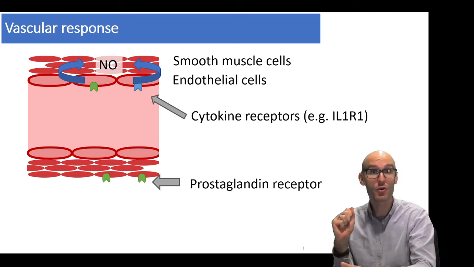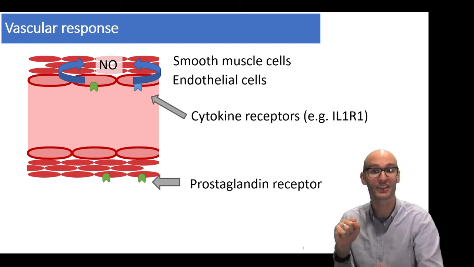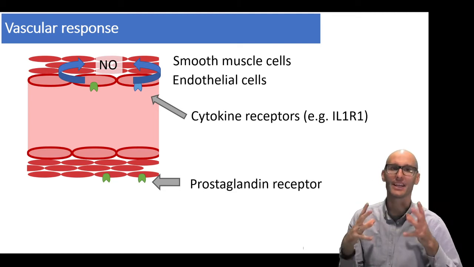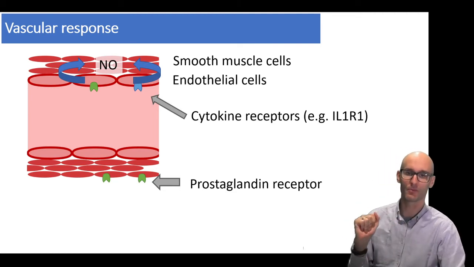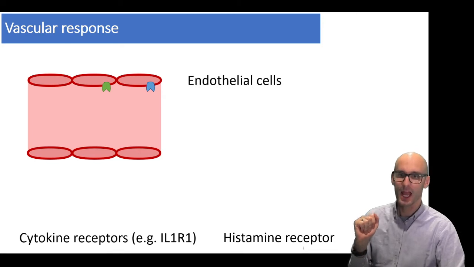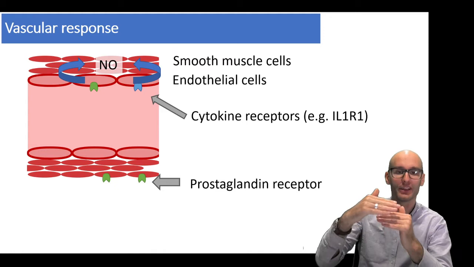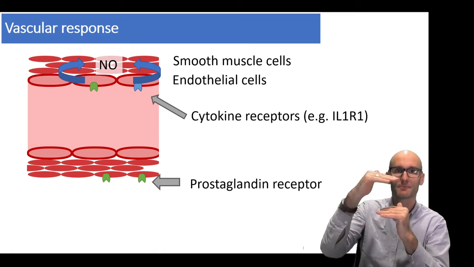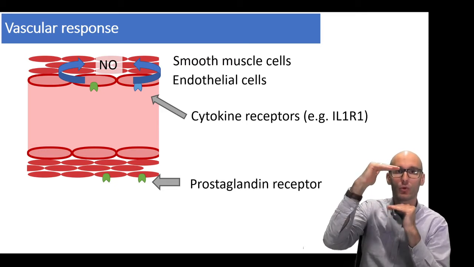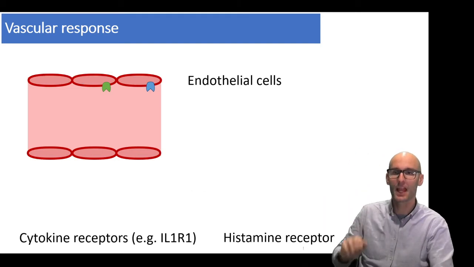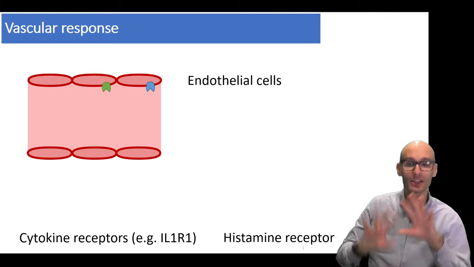Now, on the smooth muscle cells themselves, there is a prostaglandin receptor, and activation of that receptor will cause direct relaxation of those smooth muscle cells. And so if you activate those, you lead to vasodilation. So the space inside the blood vessels will dilate and increase because the muscles are relaxing. So now more onto the capillary end of the scale.